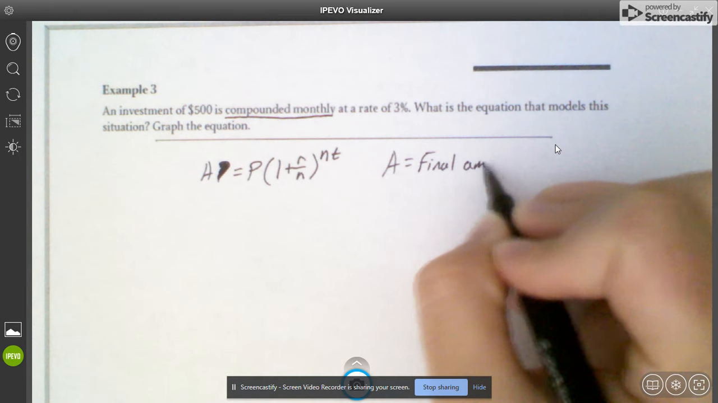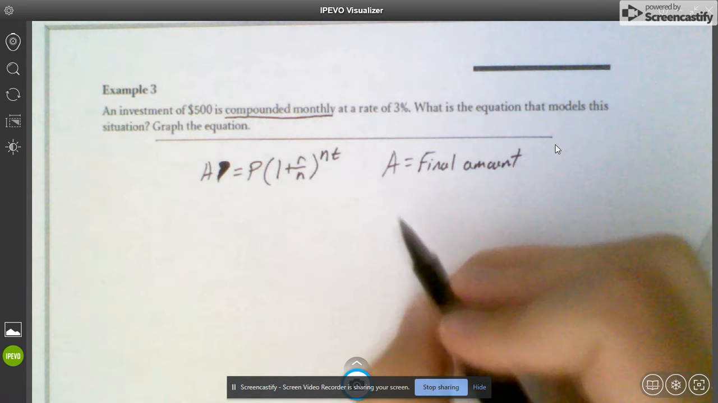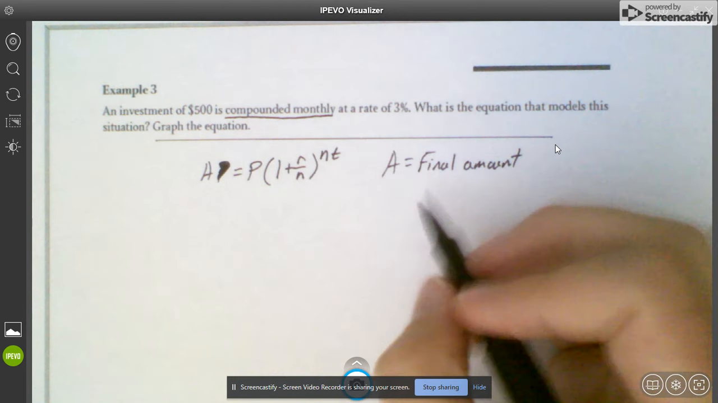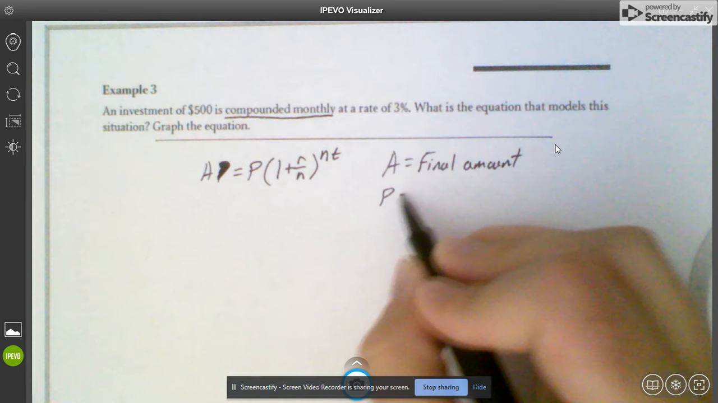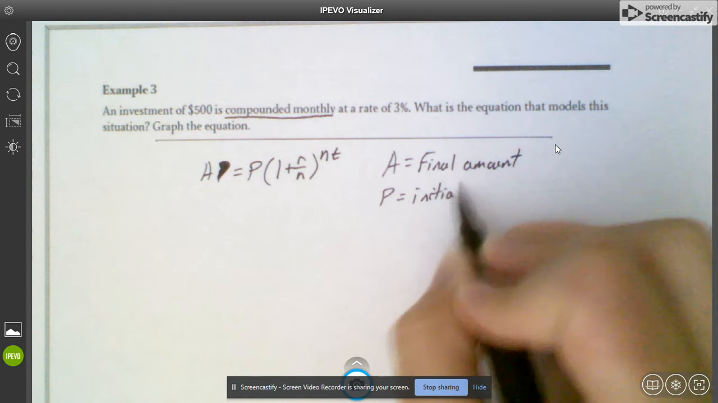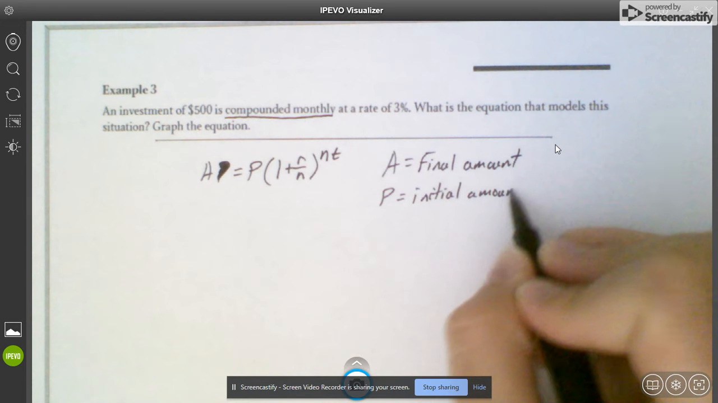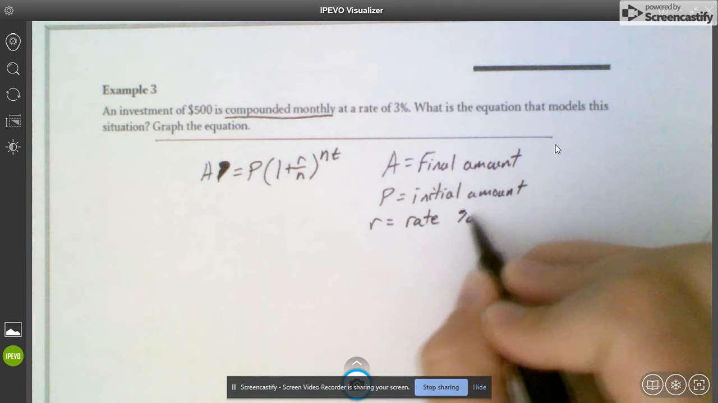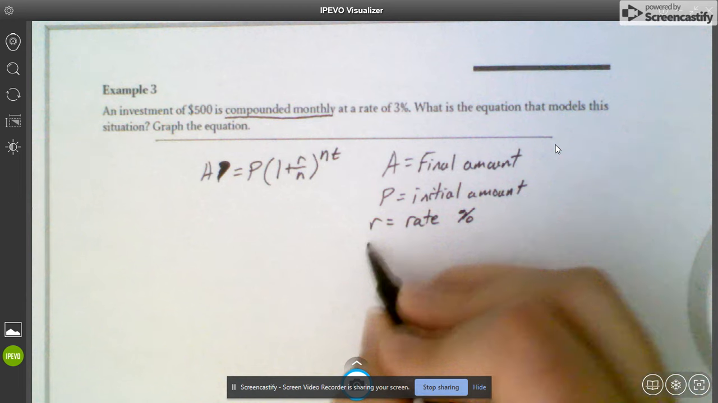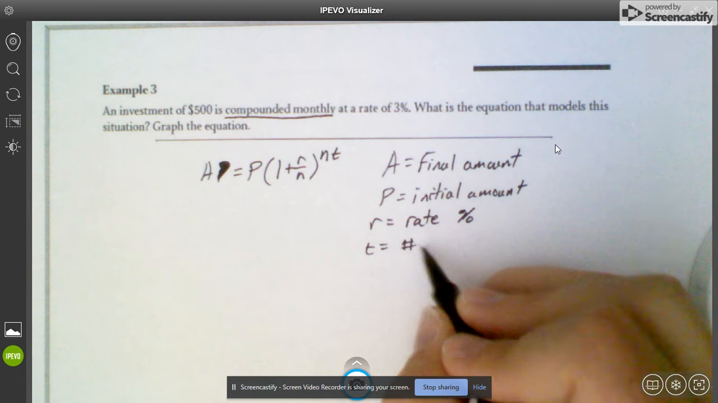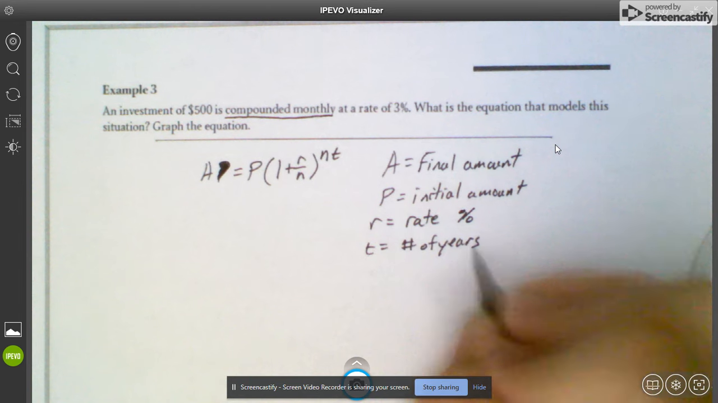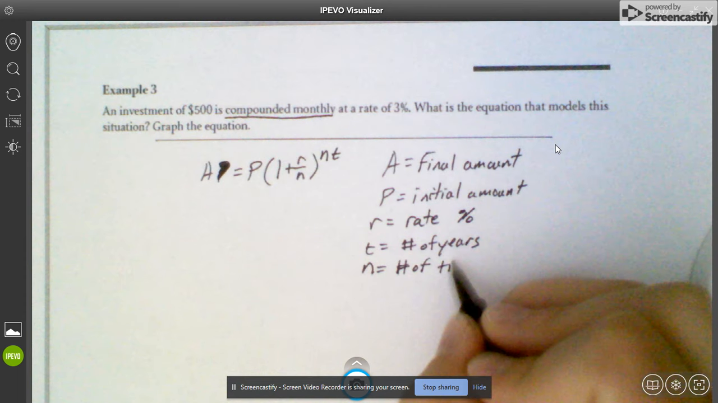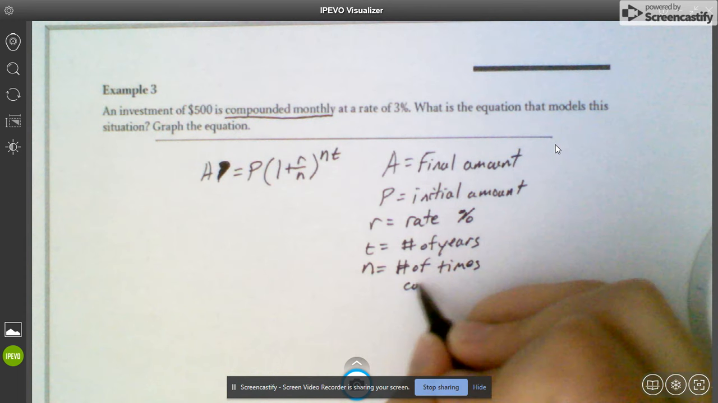And this also is really only done with money. Compound interest is really something only done with money. So you are guaranteed that it will be a money problem if it's compound interest. P is your initial amount or principal. R is the rate, and it's almost always given as a percent. And T is the number of years for these problems. And N is the number of times that it's compounded.